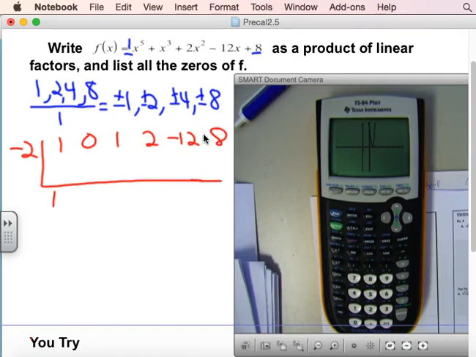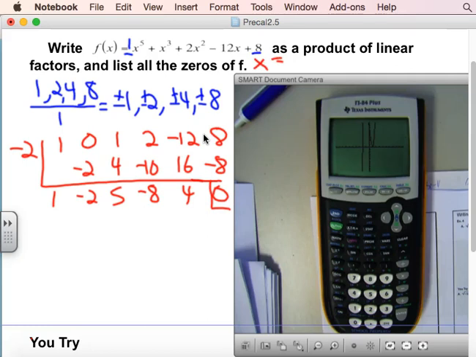All right, bring down the 1. 1 times -2 is -2, 0 minus 2 is -2, times -2 is 4, 1 plus 4 is 5, times -2 is -10, -10 plus 2 is -8, times -2 is positive 16, minus 12 is 4, 4 times -2 is -8, and 8 minus 8 gives us 0. Awesome, so our remainder of 0 means that we have one of our zeros. It says to list all the zeros, so there's one of them, -2.